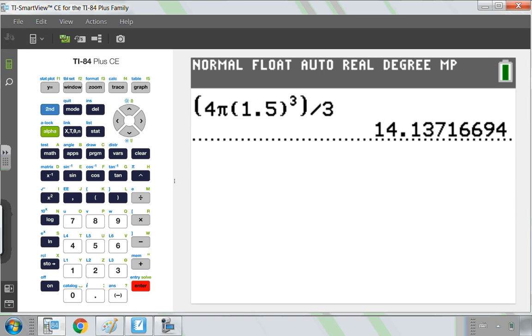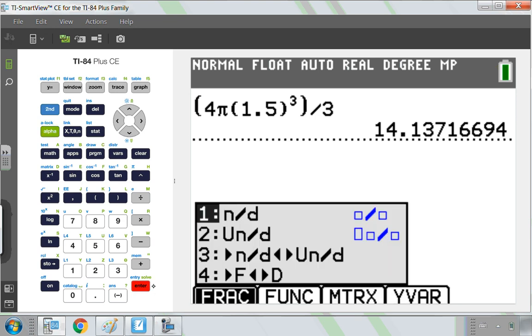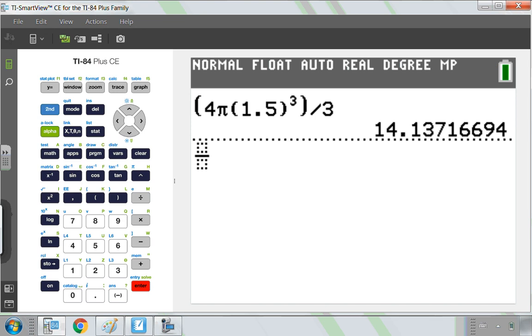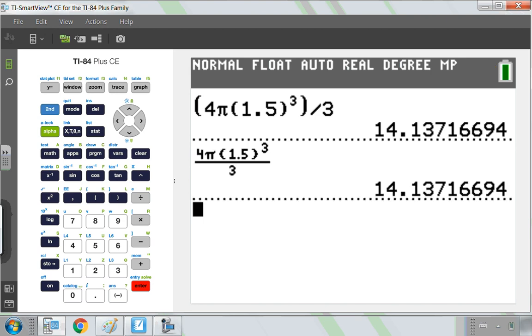On the 84 or the 84 Plus, I have a fraction template I like to use. To get that, I do alpha y equals, press enter, and then we have this fill in the blank fraction. So I'm going to go 4 pi, and then bracket. I'm doing it essentially how I just wrote it out on our notes. And then exponent key 3. Press the down arrow to get to the denominator, and I get 3. And you can see I get the same answer.